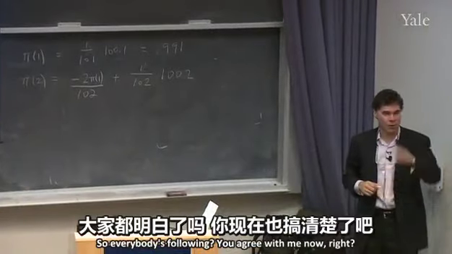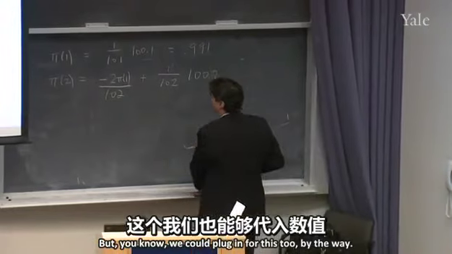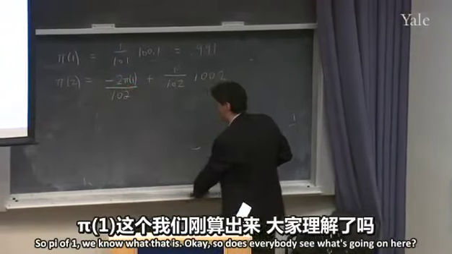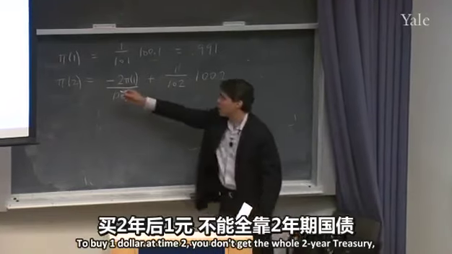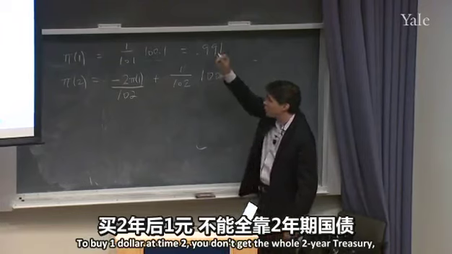So everybody's following? You agree with me now, right? But we could simplify. We could plug in for this too, by the way. So pi of 1, we know what that is. Okay, so does everybody see what's going on here? To buy $1 at time 2, you buy... you don't get the whole 2-year Treasury.